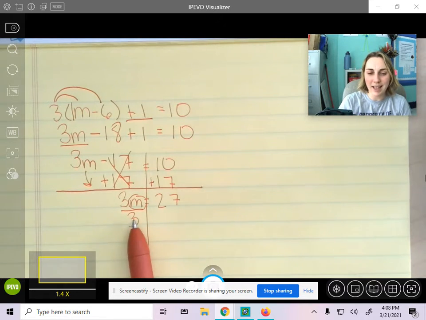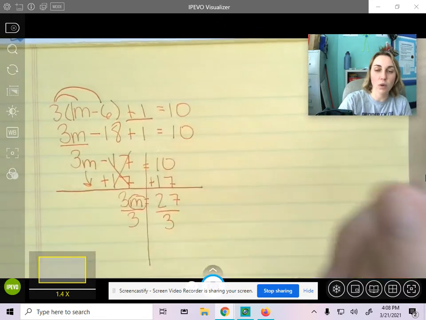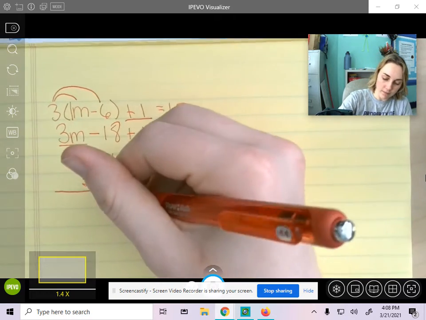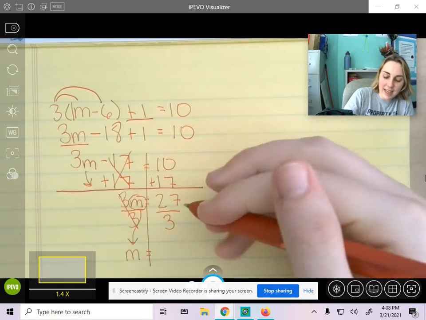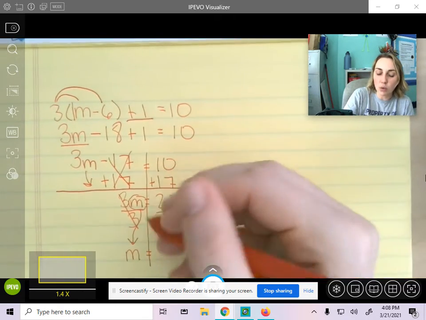If I do that on one side, I have to do it on the other side as well. These cancel out, leaving me with just my variable, which is m. And then 27 divided by 3 is going to give us 9.